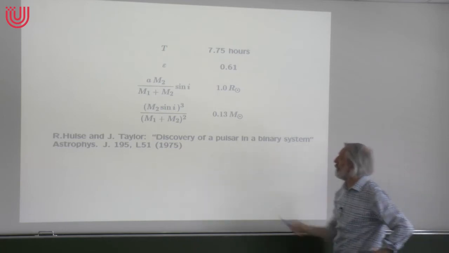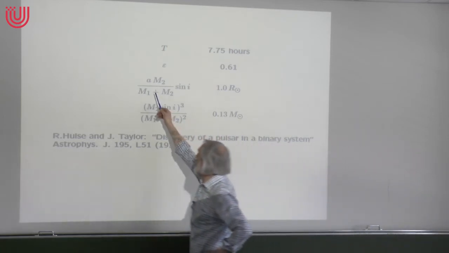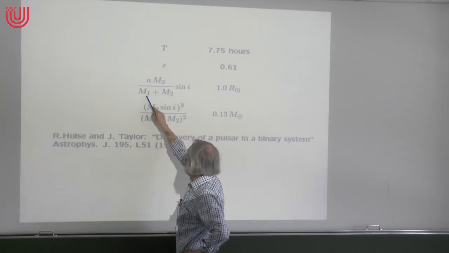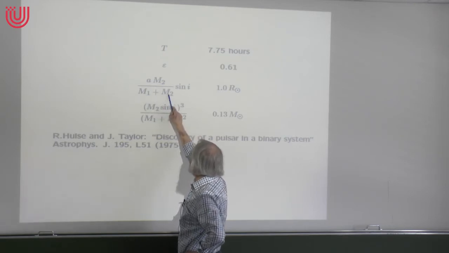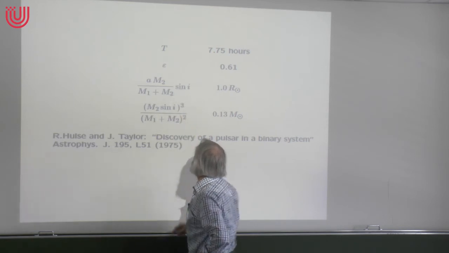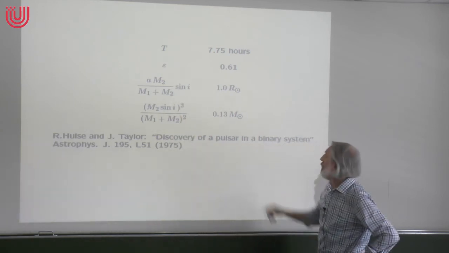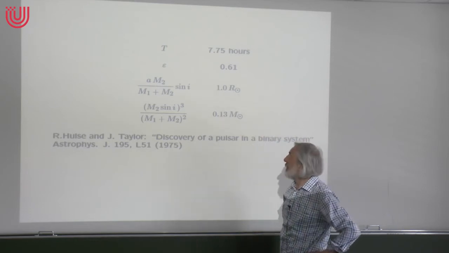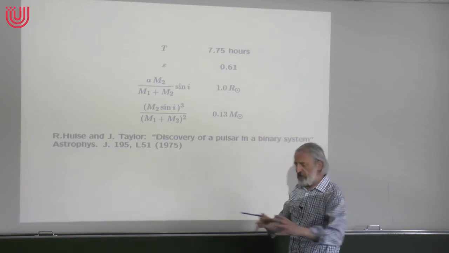And yeah, for this combination, this is a semi-major axis. This is the mass of the companion, which we don't see. It's the mass of the pulsar, the mass of the companion again, and the sine of the inclination angle. For this, the observation gave 1 solar radius. So this gives you an idea about the size of the thing.